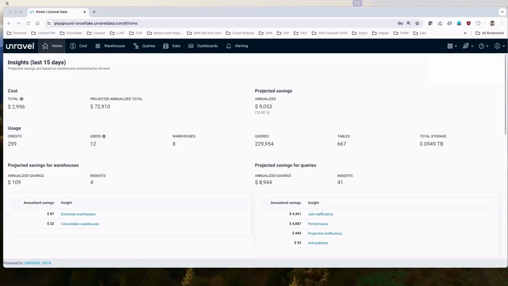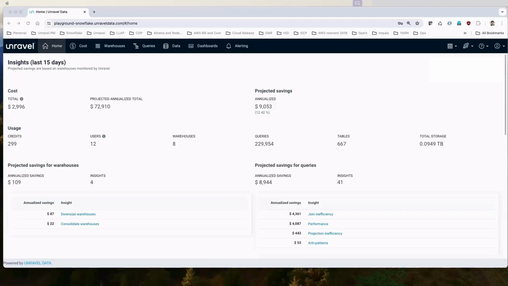Hi. Unravel on Snowflake starts with a homepage that provides a health check about your Snowflake workload over the past 15 days. Starting at the top, the homepage shows the total cost during this period and the projected cost for the whole year, as well as the projected yearly savings based on applying the optimizations we have found about your warehouses and your SQL workload.